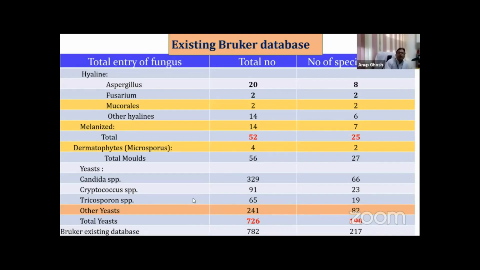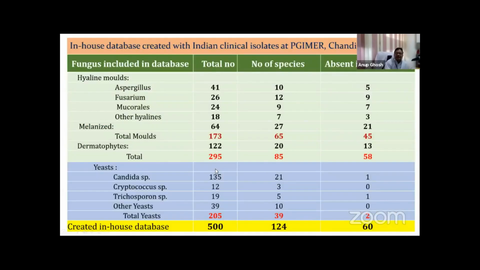Now, about the database which we have created in our setup: this is the total blue card existing database, and this is the database we have created. You see, there are 60 different species, and mostly they are molds. So we have created this. I even asked Karuna, but possibly it is not possible with the Vitek system because they are not compatible.